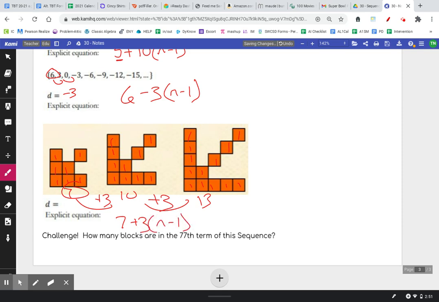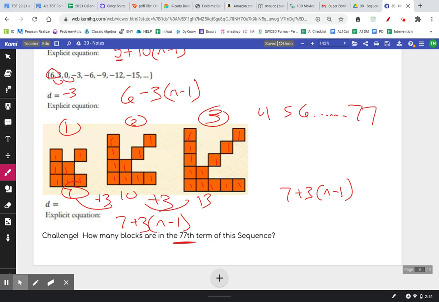So now this is picture 1, picture 2, picture 3. Look at what we're being asked here. How many blocks are in the 77th term? Do you want to draw picture number 4, 5, 6, all the way to 77? That's right, I figured you wouldn't. Okay, so what do we want to do? We want to take this formula, 7 plus 3, n minus 1, and it's asking about the 77th term. So 77 needs to go in right here. I'm going to write the same formula, 7 plus 3, and I'm looking for the 77th term minus 1.